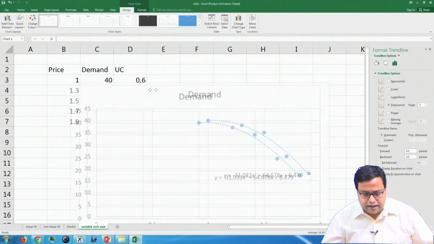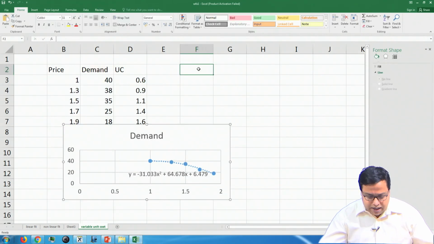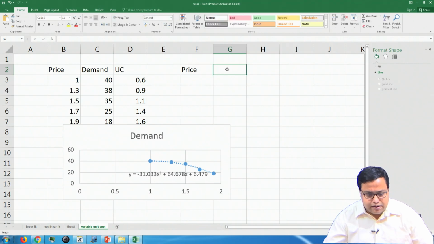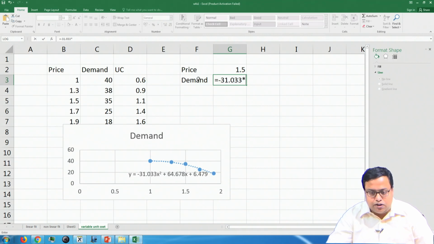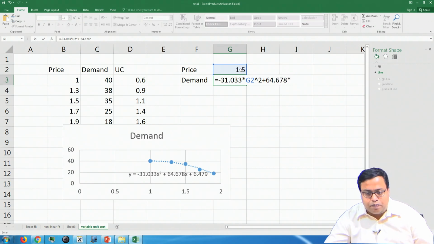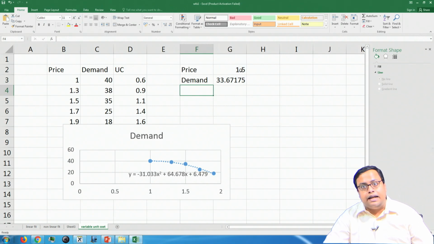So, the equation for demand is basically like this. If I price it as, let us say, 1.5 rupees, the corresponding demand will be basically minus 31.033 into price square, plus 64.678 into price, plus 6.479. So, this is the demand that I will get.